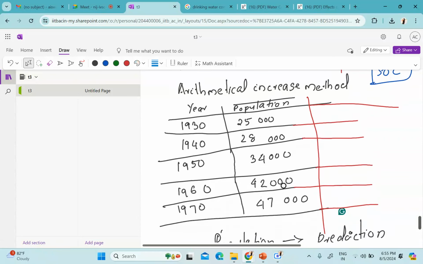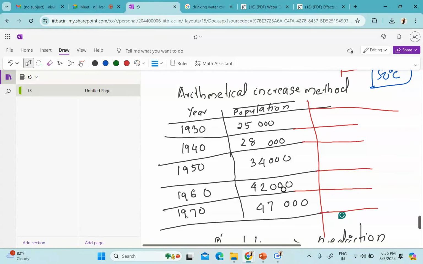Okay, so how can we calculate? If you have Excel, you can use Excel, or otherwise if you have a calculator, you can calculate. So this is the year and this is the population. First, you have to calculate the difference. Here we are calculating the increment for the different years, so I am writing here increment value.